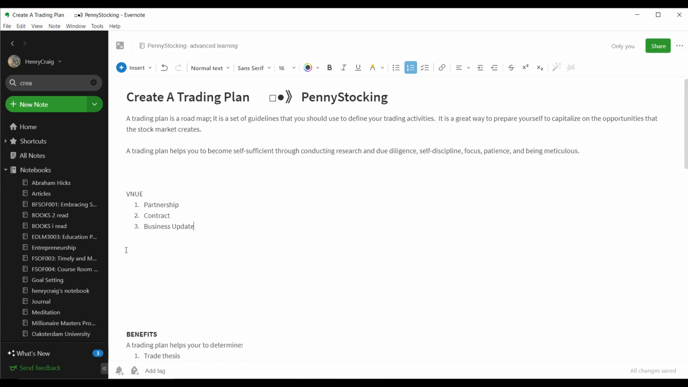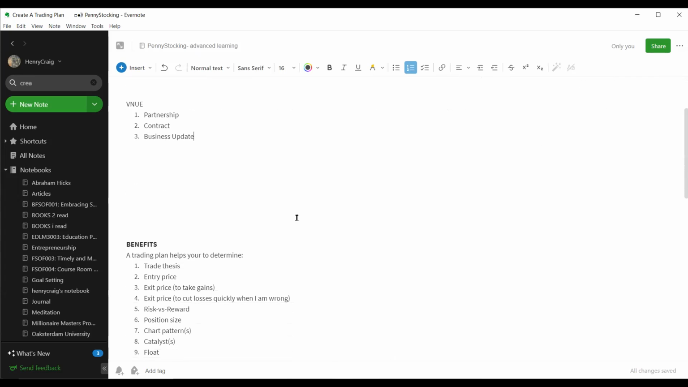A trading plan helps you to become self-sufficient by going through the trading process. The trading process involves creating a trading list, and from that, creating a watch list, and then from the watch list, selecting tradable penny stocks, and then creating a trading plan so that you can effectively execute your determined thesis.